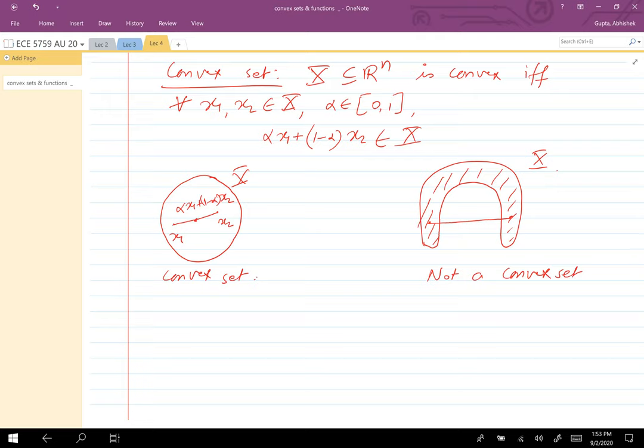Okay, let's consider another set. This time it's just the perimeter of the circle. So this is also a non-convex set because if I pick any two points on the perimeter and I draw a line segment, it goes outside the circle and therefore it's a non-convex set.